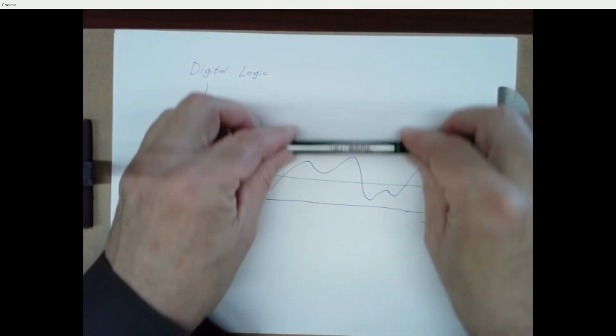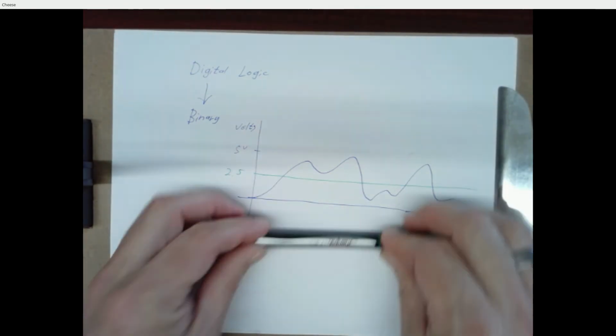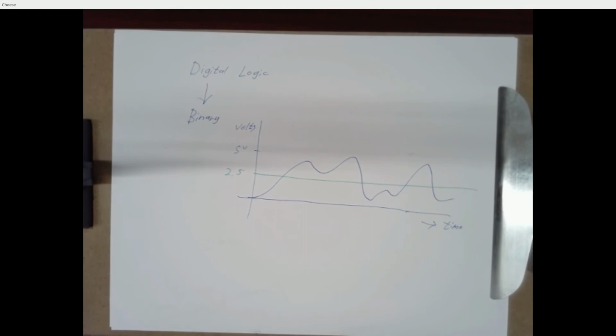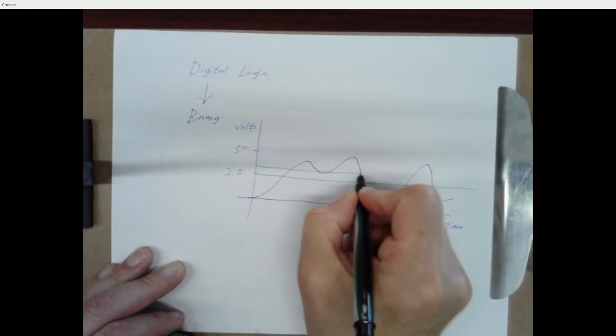If it's above, we're going to call that one thing, and if it's below, we're going to call it something else. So we're simplifying our view of the world. Our voltages are either high or low. And we usually make things a little more interesting.